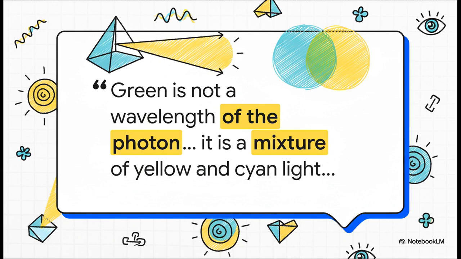He says green is not a wavelength of the photon. Green light is a mixture of yellow and cyan light, and it is created in the eye. Let that sink in. He's saying the green you see isn't some green photon hitting your eyeball. No, it's your brain's interpretation of seeing a yellow photon and a cyan photon at the exact same time.